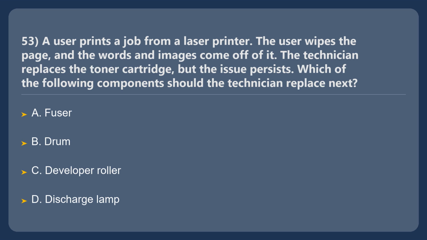Question 53. A user prints a job from a laser printer. The user wipes the page, and the words and images come off of it. The technician replaces the toner cartridge, but the issue persists. Which of the following components should the technician replace next? Option A, fuser. Option B, drum. Option C, developer roller. Option D, discharge lamp. The correct answer is option A, fuser.